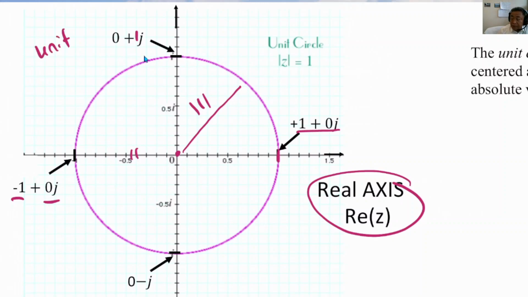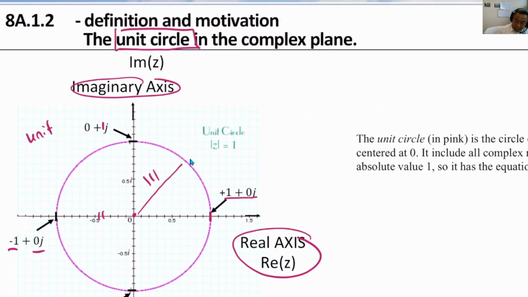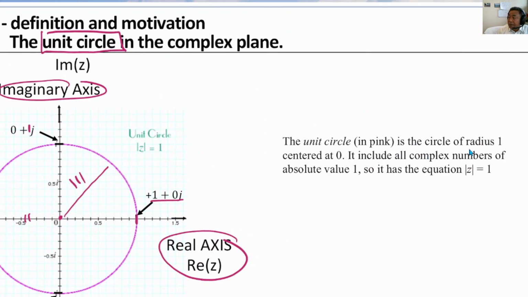So the circle has a unit length of 1 centered at the origin, and all the numbers along these pink dots, what do you call this? The circumference is the set of values on the unit circle. Okay, so the unit circle in pink is a circle of radius 1, and when we say the complex numbers on the unit circle, we're saying that all the complex numbers that have absolute value of 1 with angle theta from 0 to 2 pi.